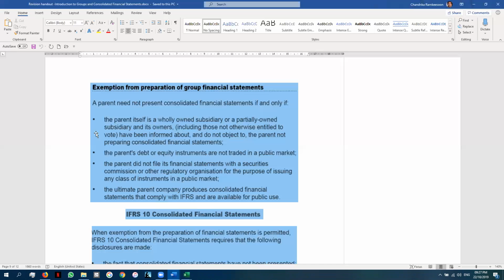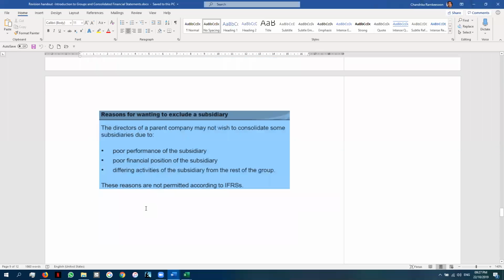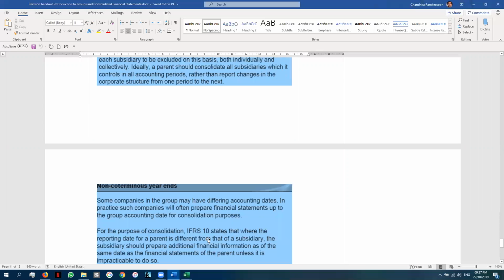You need to know these things. You need to know these points because quite simply, in a question, or maybe not so simply, the examiner may ask you, whether directly or indirectly. And notice as well, when exemption from the preparation is permitted, IFRS 10 requires the following disclosures to be made. You need to know these as well. Very, very important. And some reasons for wanting to exclude a subsidiary and so forth. So please read through this handout in its entirety. It is very, very important.